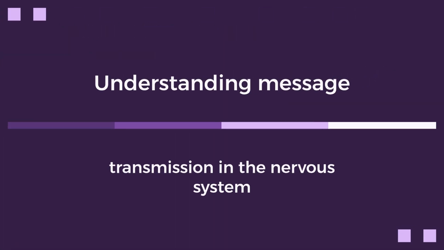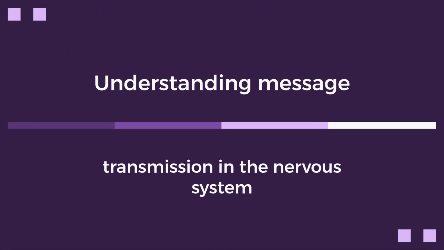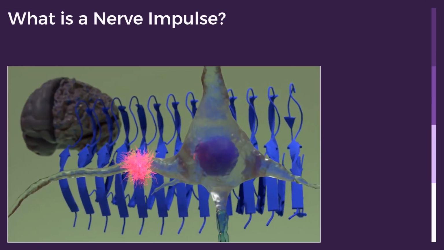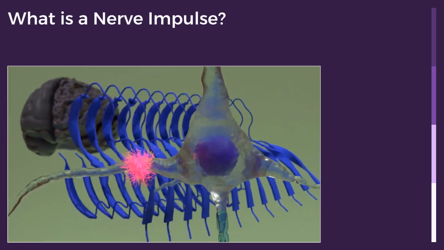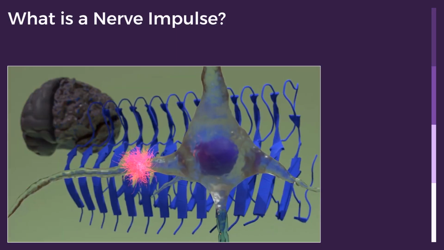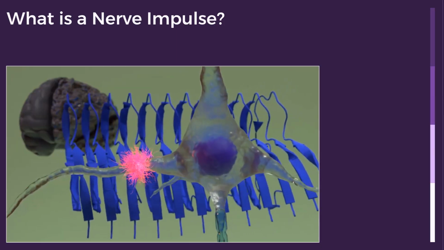Today we are going to understand an extremely important topic from neurobiology, the mechanism of nerve impulse conduction. A nerve impulse is an electrical signal that travels along a neuron. This allows us to think, move, feel pain, and respond to our environment.